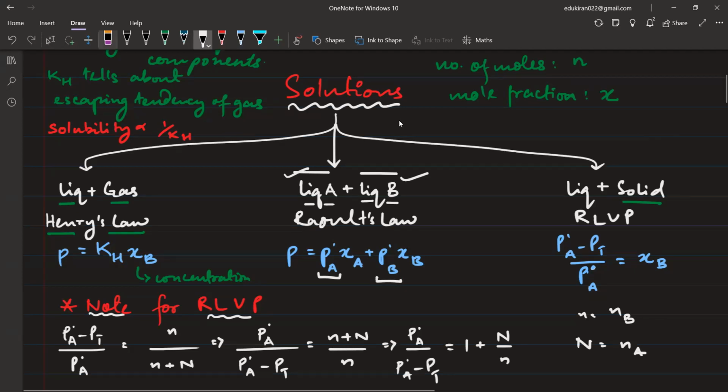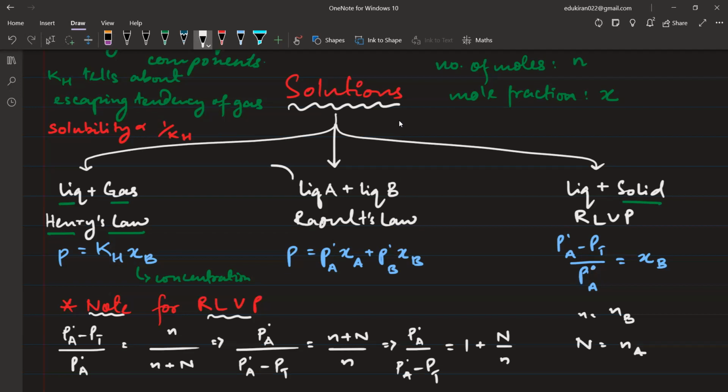It also depends upon the concentration of A and B. That is why Raoult's law states that the total vapor pressure present above a solution will be equal to P naught A chi A plus P naught B chi B. P naught A and P naught B are the vapor pressures of pure liquid A and pure liquid B. Chi A and chi B are the mole fractions. Raoult's law is also the ideal condition. If a particular solution adheres to Raoult's law, then it is an ideal condition.